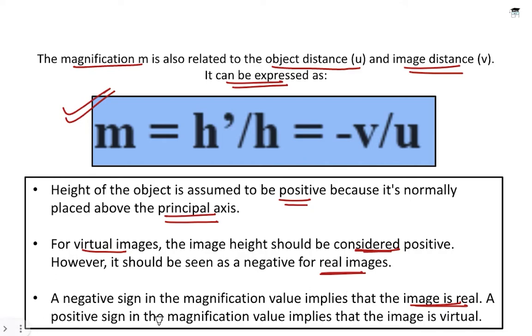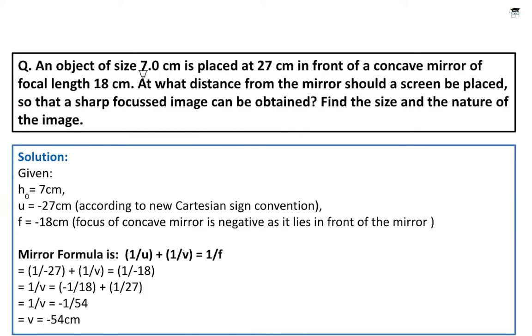A positive sign in the magnification value implies that the image is virtual. Now let's solve a question which is based on the same formula, that is, the mirror formula and magnification.